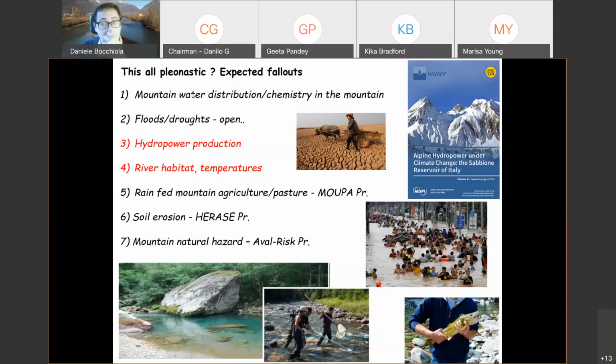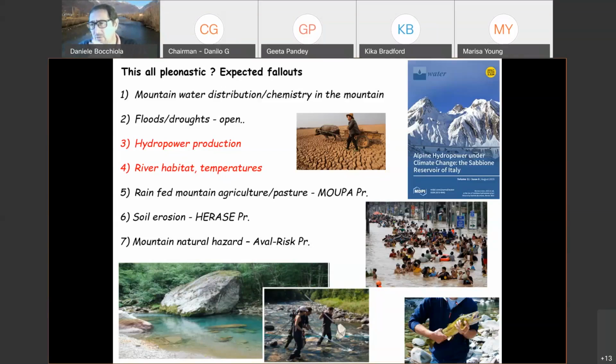Well, about water distribution in chemistry, for instance, Michele knows better because we did some investigation on the chemistry of the water related to glacial streams, etc. This is also interesting. Well, as I said, floods and droughts.